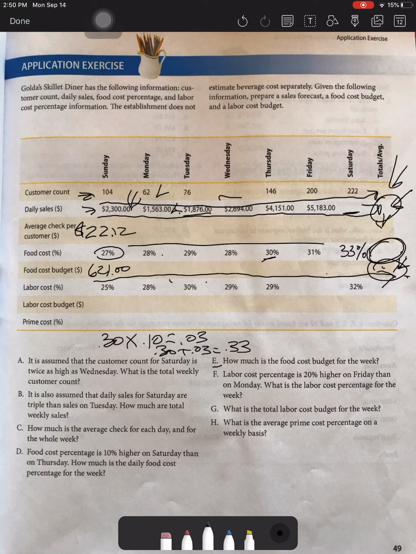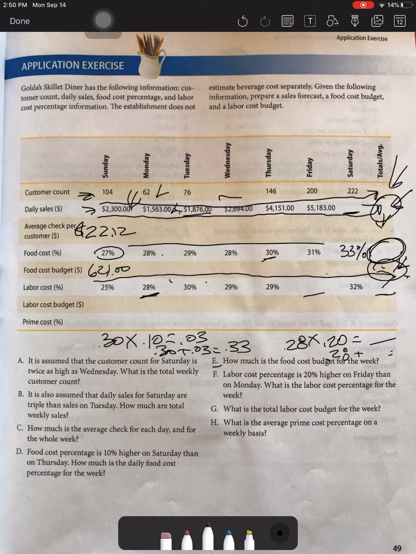It goes right there. For the labor cost, F, labor cost percentage is 20% higher on Friday than on Monday. So we can see that on Monday it's 28%. And so you would simply just need to do the math, 28% times 20% higher. And whatever the result is, you will take 28% and add it to that result to get this answer. Okay, so we can't do that yet until we get a labor cost percentage for the week. We cannot do that yet until we get the labor cost budget.